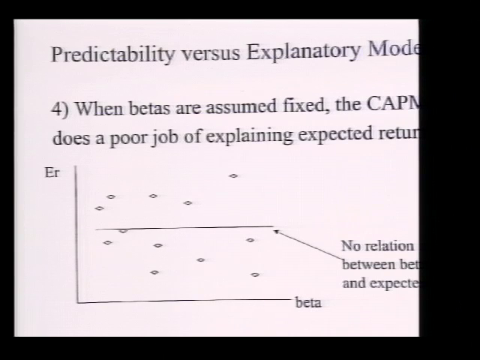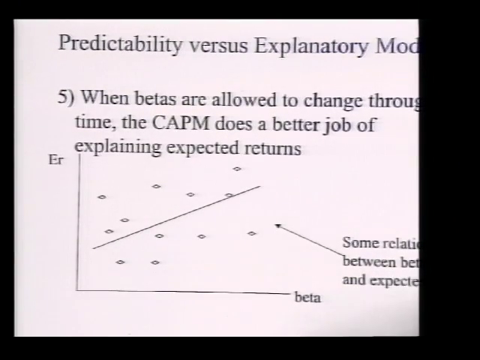Okay, so your assessment of the expected return for beta of 0.1 is no different than a beta of 1.1. So it's flat, no significant relation. And this is assuming that the betas are fixed through time. Now, if you allow the betas to change dynamically through time, then the asset pricing model does a better job.